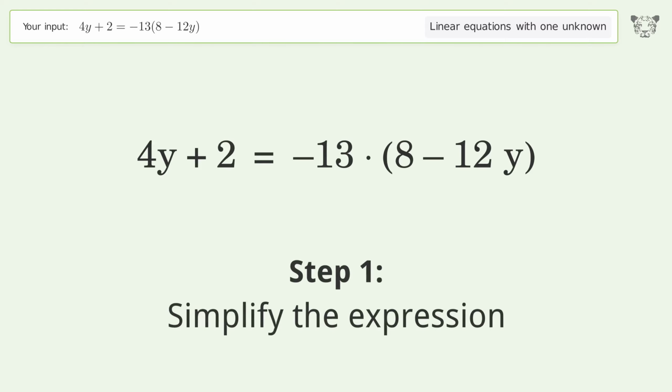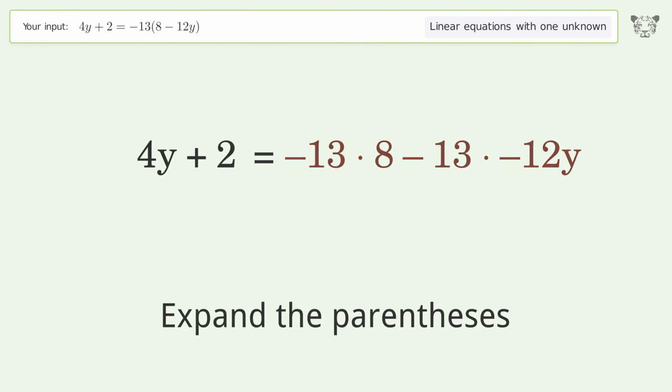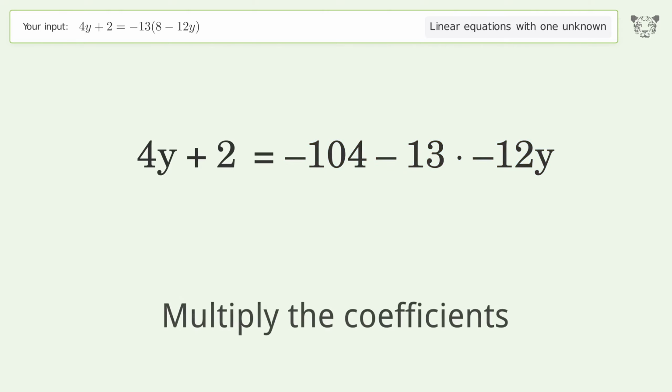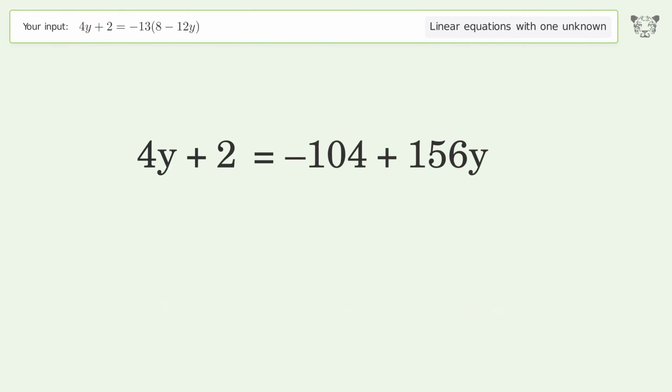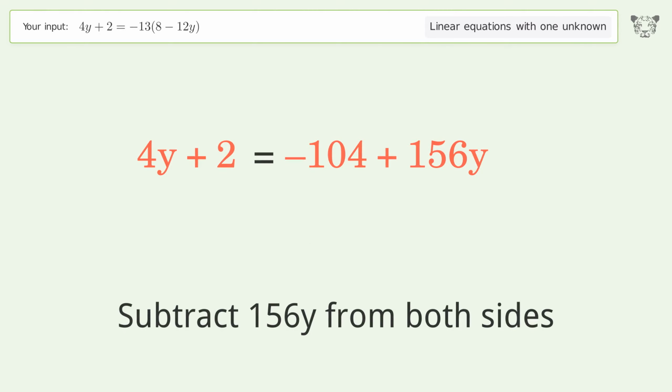Simplify the expression. Expand the parentheses. Simplify the arithmetic. Multiply the coefficients. Group all y terms on the left side of the equation. Subtract 156y from both sides.